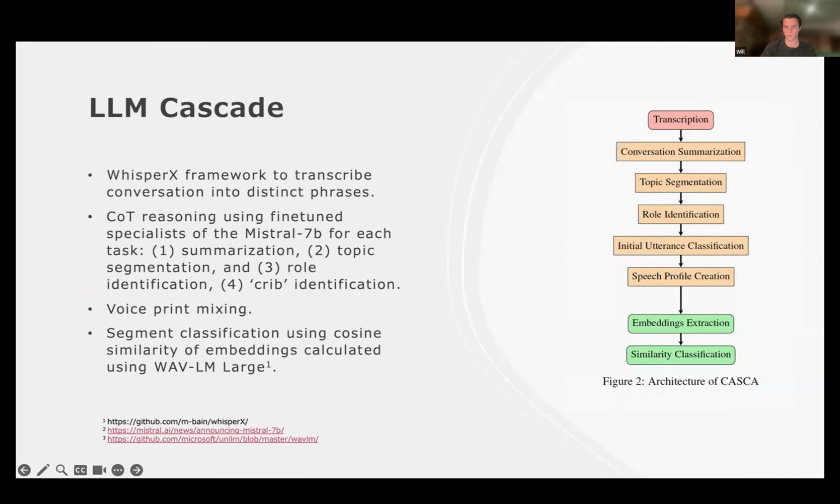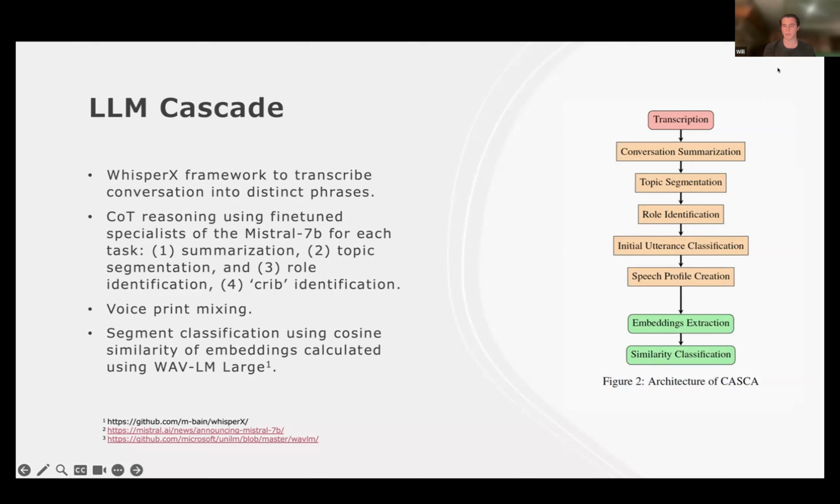So I'll talk a little bit about how we implemented that. The first stage of our pipeline is transcription. In our implementation of this framework, we used the WhisperX framework, which is very popular. It honestly does an excellent job, especially with regards to timestamp alignment. And we use that to transcribe the conversation into phrases.